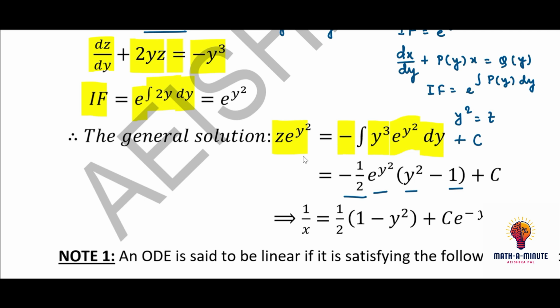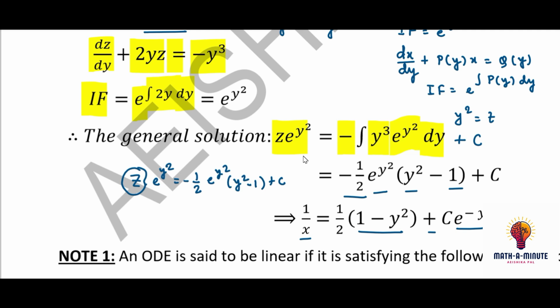So therefore, the required general solution will be z into e to the power y square equals to minus 1 by 2 e to the power y square into y square minus 1 plus c. Okay, and if we put the value of z here, it will be 1 by x equals to 1 by 2, 1 minus y square plus c into e to the power minus y square. Okay, so I hope this method is clear.